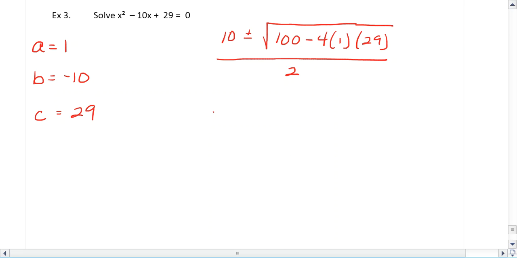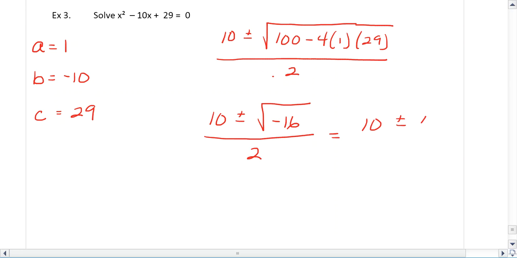Let's simplify this. We need to focus on what's under the radical. We have 4 times 29, which is 116. So if we take 100 and we minus 116, what we're left with under the radical is a negative 16. And this is all over 2. But now we know how to find the square root of a negative 1, so this is no big deal. So this becomes 10 plus or minus 4i all over 2.